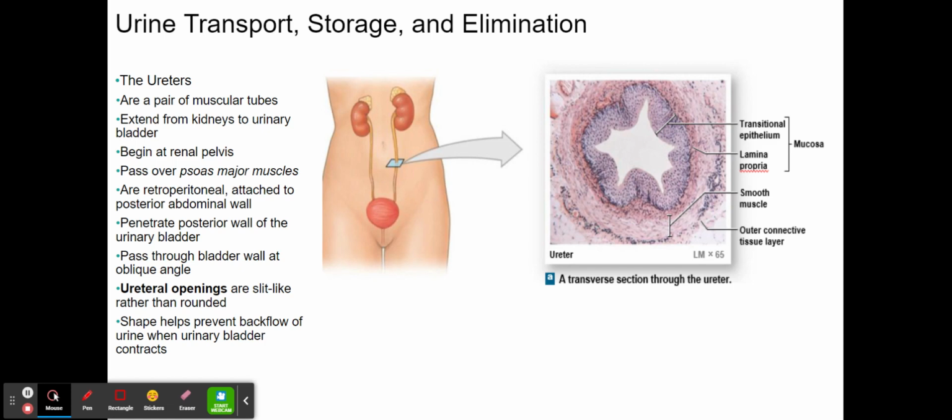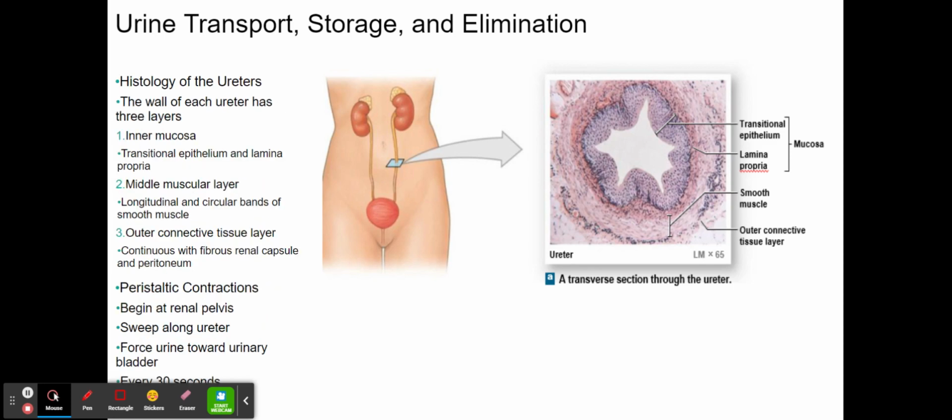The ureters penetrate the posterior wall of the urinary bladder without entering the peritoneal cavity. They pass the bladder wall at an oblique angle. The ureteral openings are slit-like rather than rounded. This shape helps prevent the backflow of urine towards the ureter and the kidneys when the urinary bladder contracts.